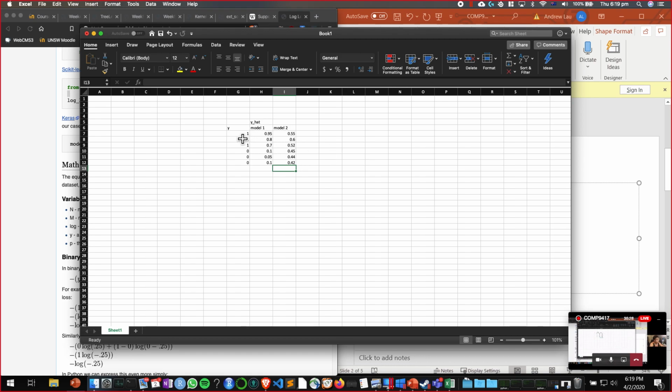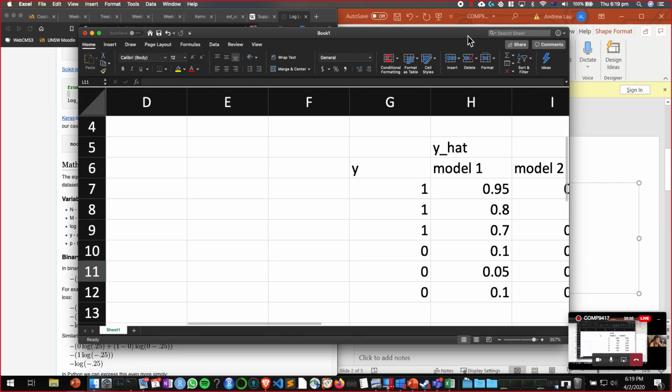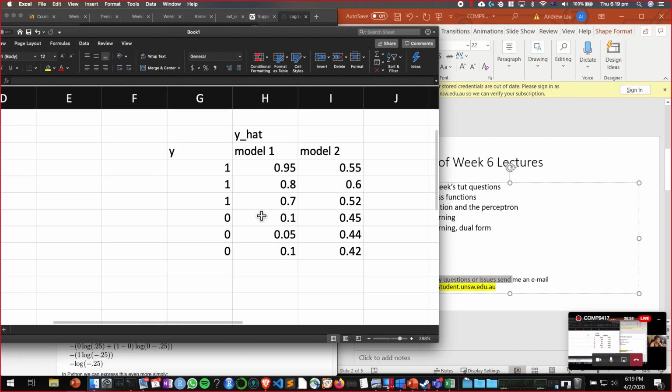Okay, so here's our data, and these are the actuals. Let me just zoom in a bit more so you can see. Here's a toy example, and we've created some models. We've got model 1 and model 2, and it's binary classification, 1 or 0. Let's say the threshold is if Y hat is greater than 0.5, then we classify it as 1, and else 0.